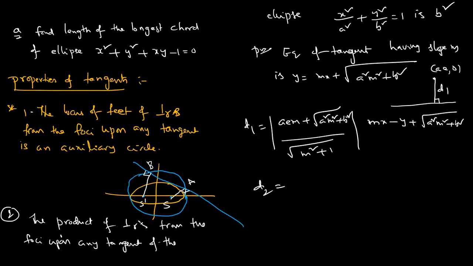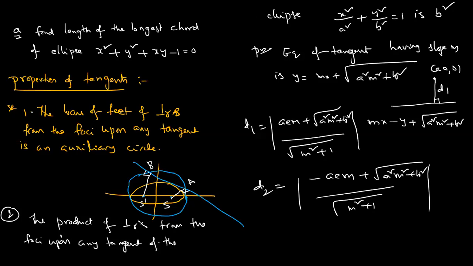Similarly, can you guess what d2 is? Minus ae m plus root over a square m square plus b square by root over m square plus 1, because one point is ae comma 0, and the other focus is minus ae comma 0. Drop the perpendicular. Now the question is they're asking d1 into d2, that is AS into BS. That's the question. Simplify. Anyone?